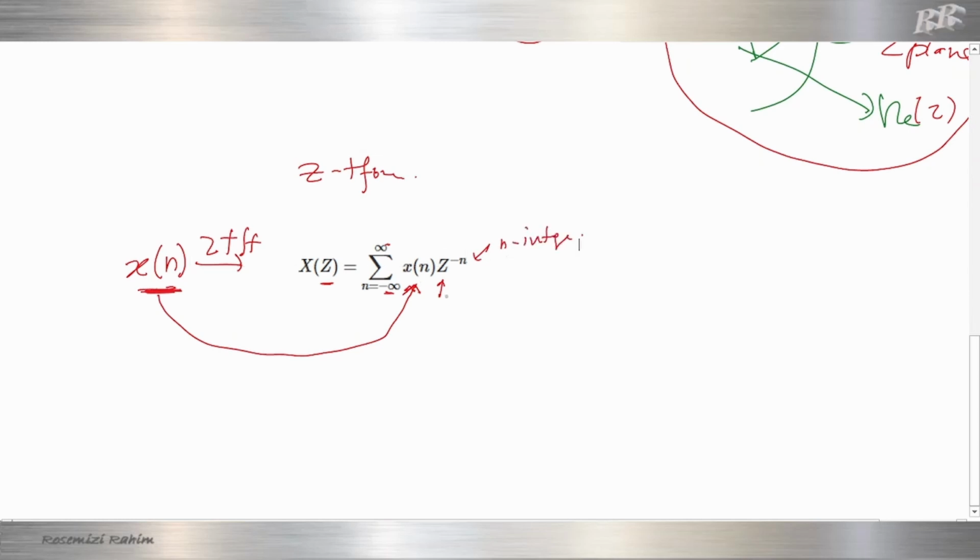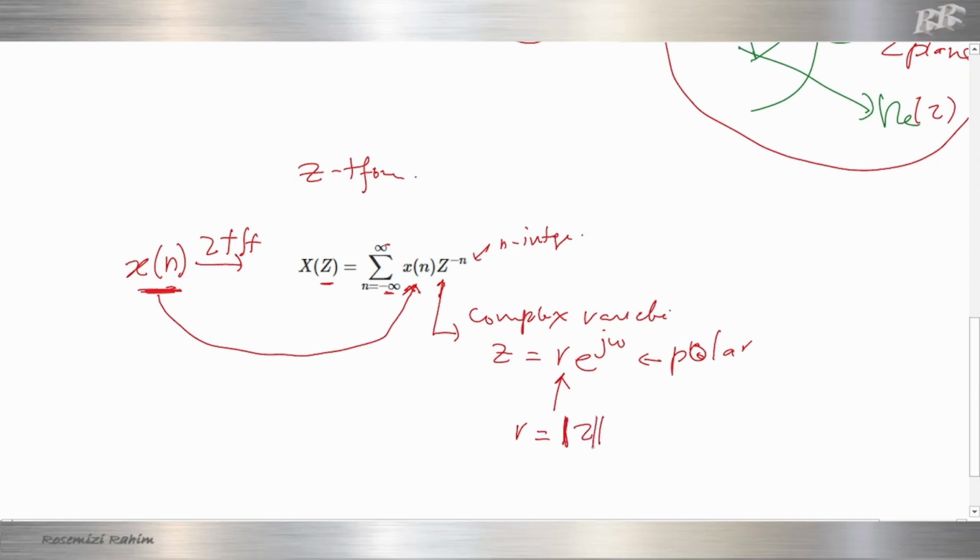Z is a complex variable. The complex variable is z equals r e^(j omega). This is the polar form of the complex variable. r is a magnitude, the magnitude of z.